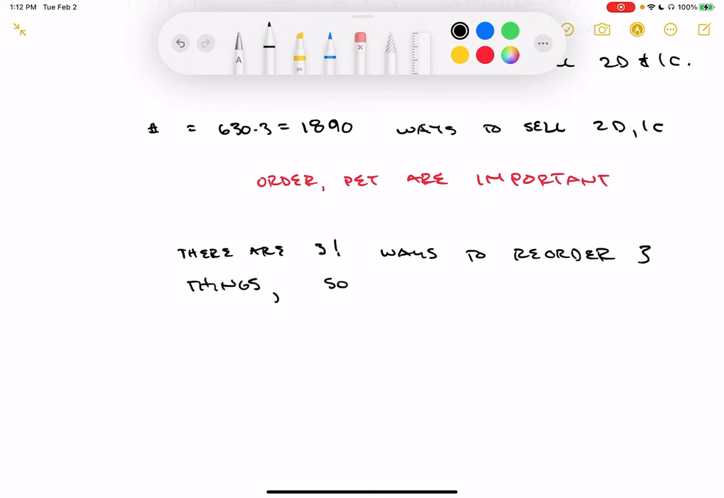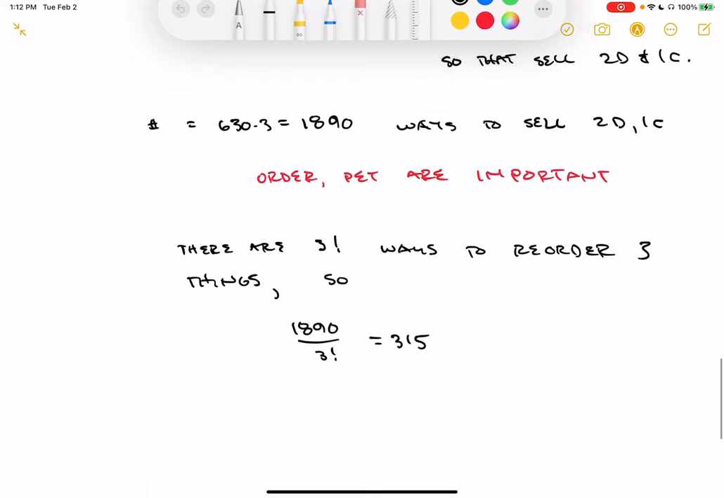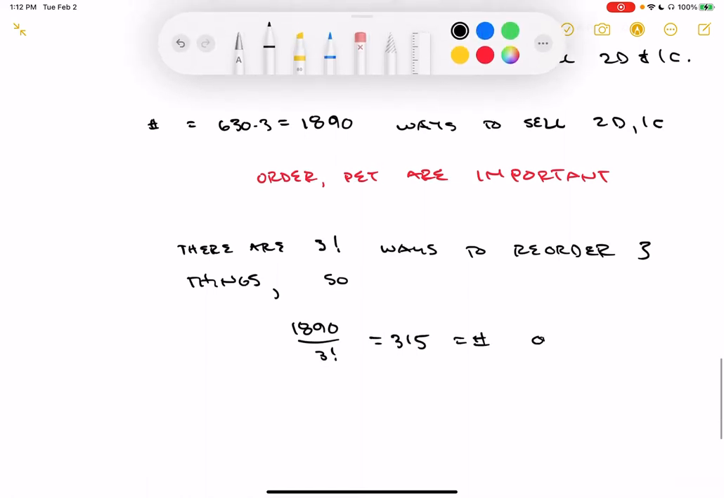So if I took that total number of orderings I had, 1,890, and I divided that by 3 factorial, I'd get 315, which is equal to the number where order is unimportant. That order is unimportant.